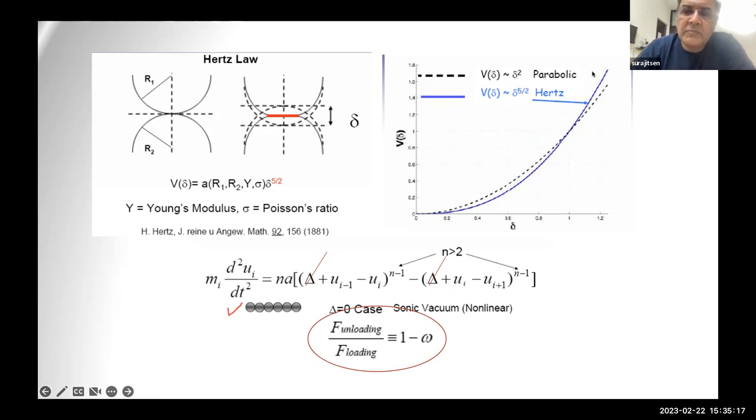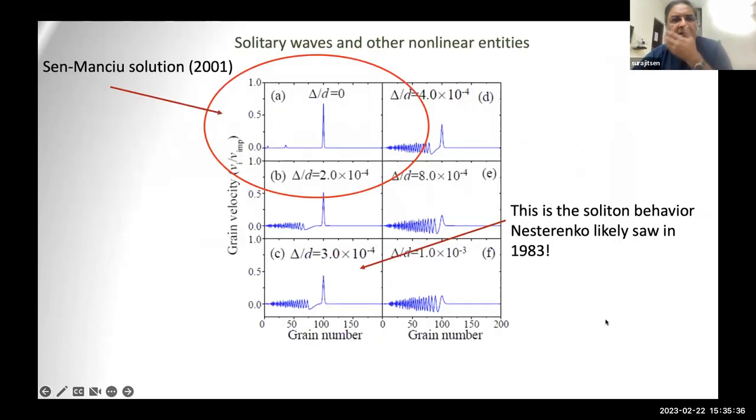If a potential grows more steeply, that means it becomes energetically more expensive for the grains to remain in contact, which means the grains would like to break their contact, which basically means that the energy is transmitted in a bundle. That's what it boils down to. So this is my intuitive explanation as to why solitary waves might be expected here.